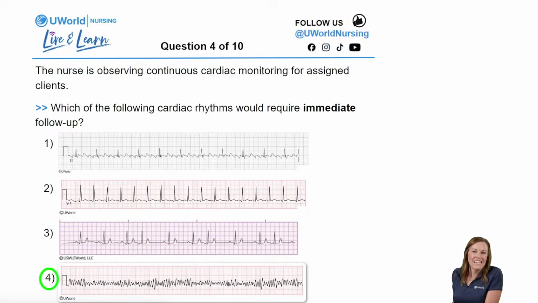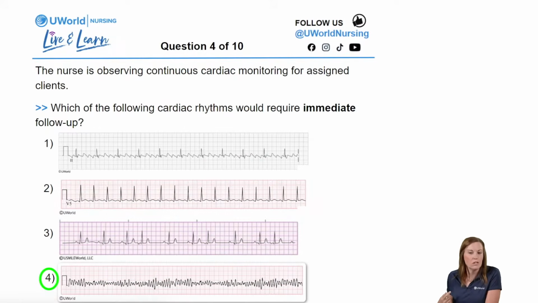All right, so our correct answer is option 4. Again, what you guys are seeing in that option is V-Fib. We know we need to defib V-Fib, so that's why it's requiring immediate intervention or immediate follow-up. I think most of you guys got this one, but I will walk through these in case you all have any questions. What you're seeing in option 1 is a flutter.